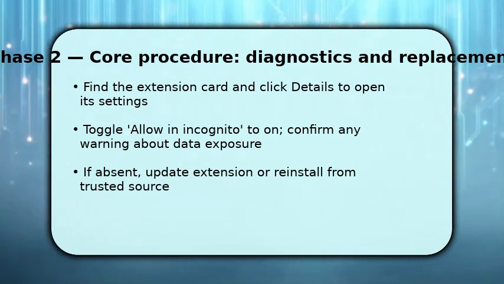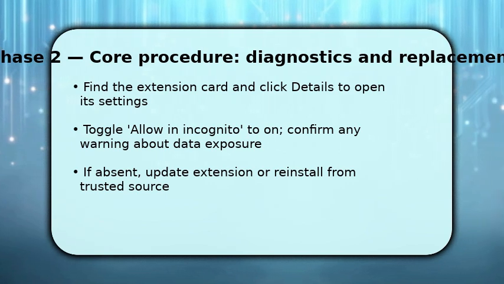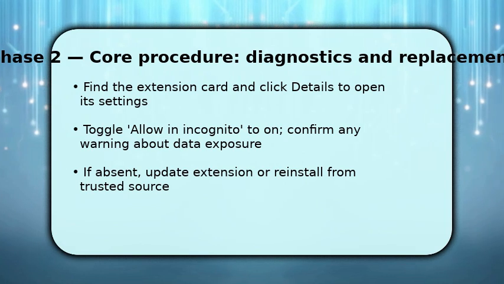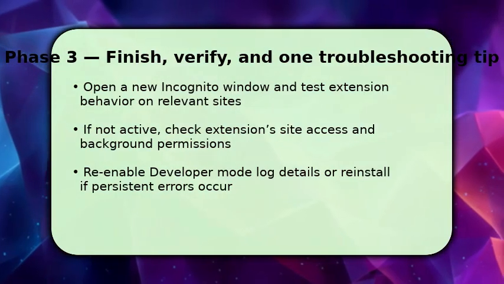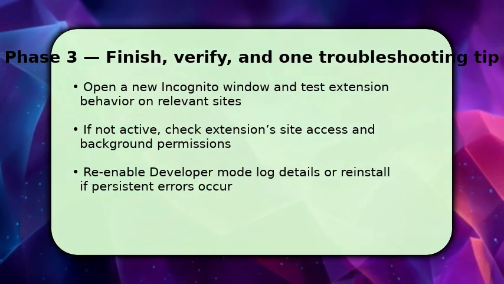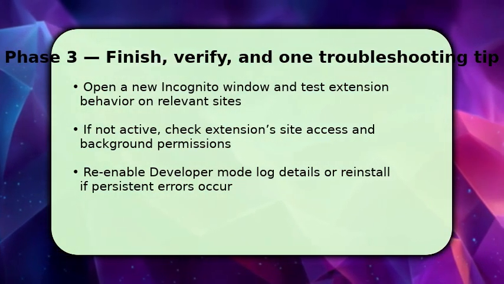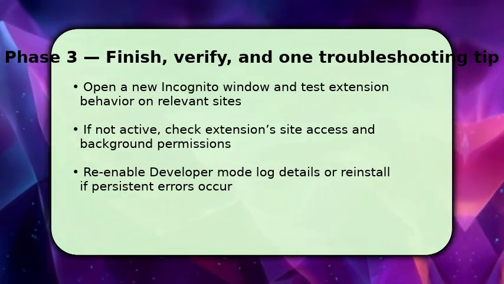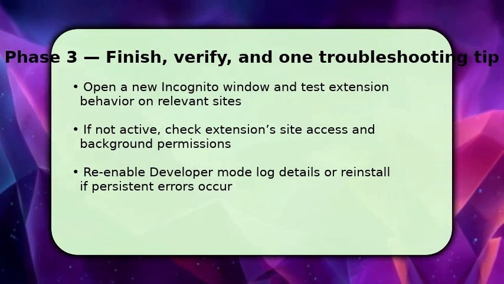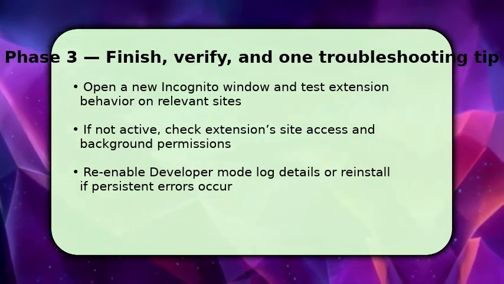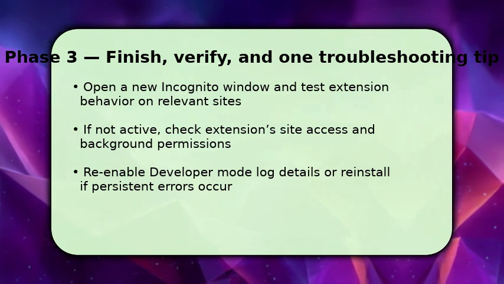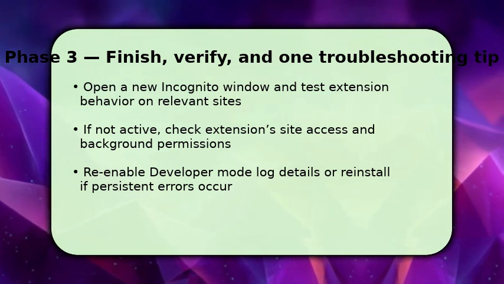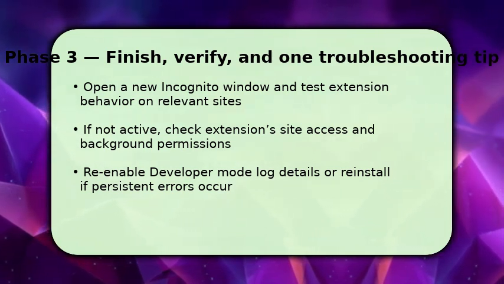Finish by verifying the change. Open a new incognito window and test the extension on sites where it should work to confirm functionality. Make sure site access permissions and background operation are allowed in the extension's details. Some extensions block incognito use unless both are set. If it still fails, re-enable developer mode to view error logs and reinstall the extension if necessary. One troubleshooting tip: disable other extensions temporarily to rule out.